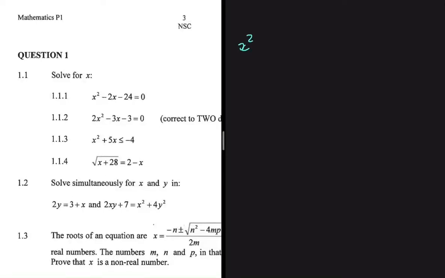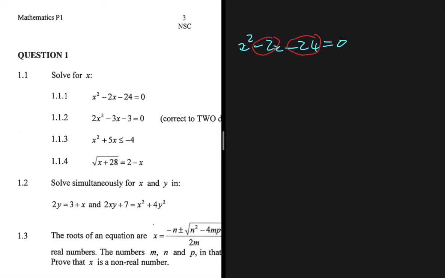x squared minus 2x minus 24 is equal to 0. So what you want to do here is to ask yourself, which two numbers do I multiply and get minus 24, but then when I add, I get minus 2? We are essentially factorizing, right? You will realize that those two numbers are minus 6 and plus 4.